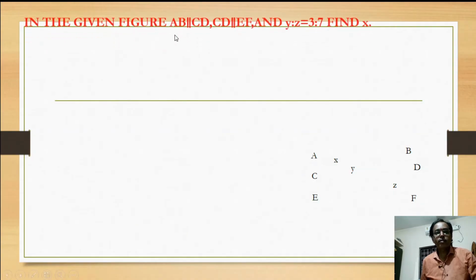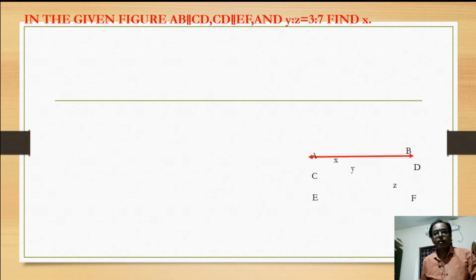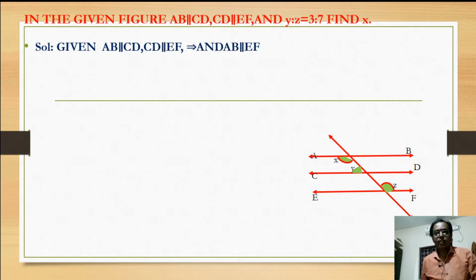Now let us see, students, the given figure: AB is parallel to CD, CD is again parallel to EF, and we have a transversal with angles X, Y, Z, and Y is to Z equal to 3 is to 7. Now we have to find X. Given AB is parallel to CD, and CD is parallel to EF, and AB is parallel to EF. Why? Because CD is parallel to both AB and EF, then we can easily say that AB is parallel to EF. Okay, children.